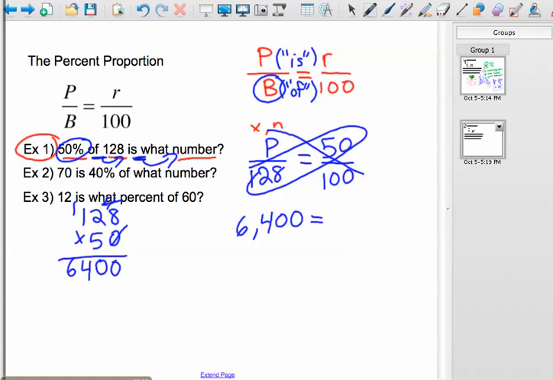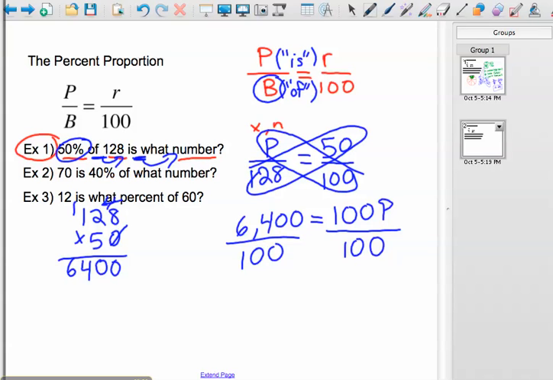Equals, multiply 100 times P, and since we have a number and a variable, we have 100P. So here the coefficient of the part of our problem is 100. Remember, the goal is to get that P by itself, or to get a coefficient of 1 in front of it. To do that, we use inverse operations, so instead of 100 times P, we divide both sides by 100. That gives us a coefficient of 1 for P. And 6,400 divided by 100 is equal to 64.